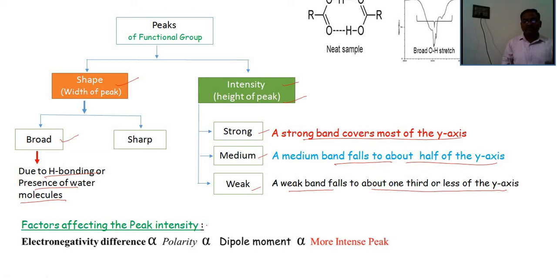What are the factors affecting the peak intensity? Peak intensity depends on electronegativity difference, polarity and dipole moment, which are directly proportional to a more intense peak. If the electronegativity difference increases, the intensity of the peak also increases. If the polarity of the molecule increases, it gives a more intense peak. Dipole moment is also directly proportional to a more intense peak. Generally we are given some samples to see how the IR spectrum appears.